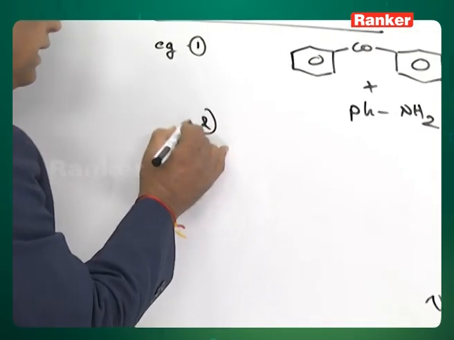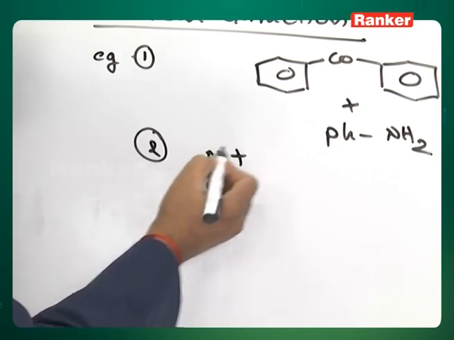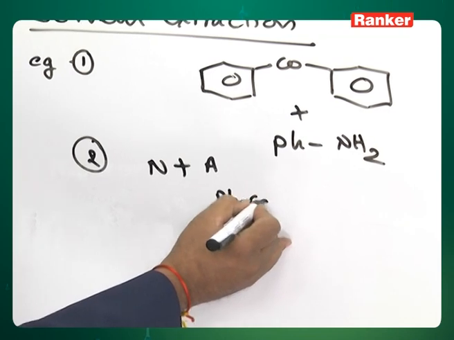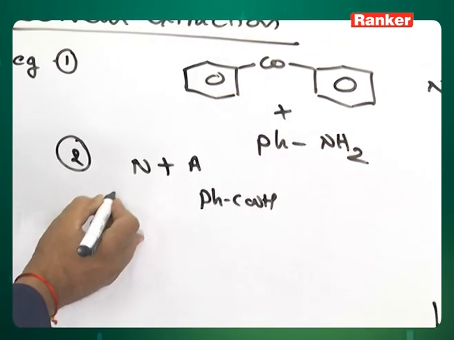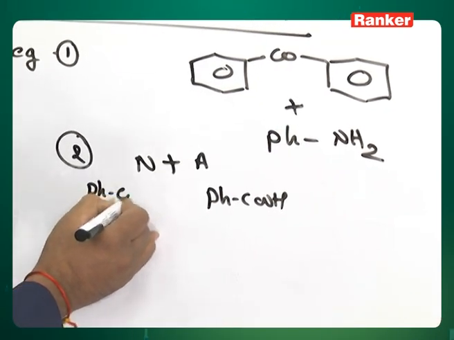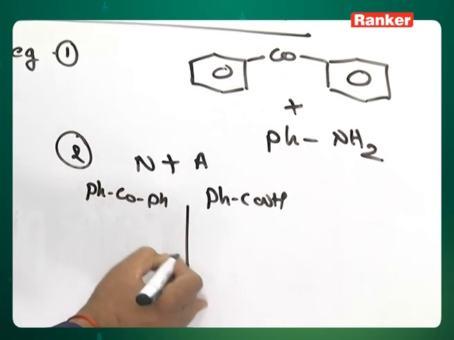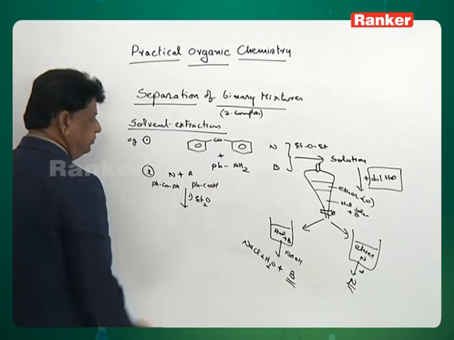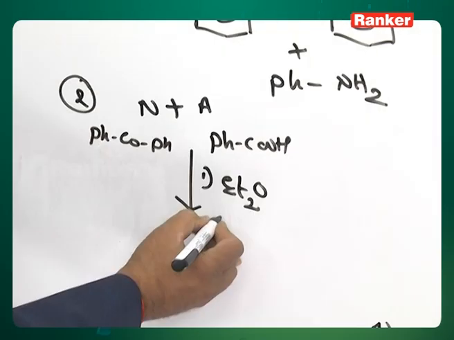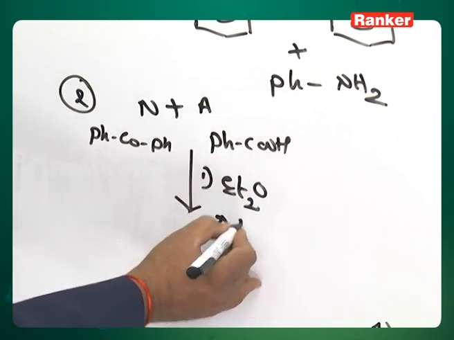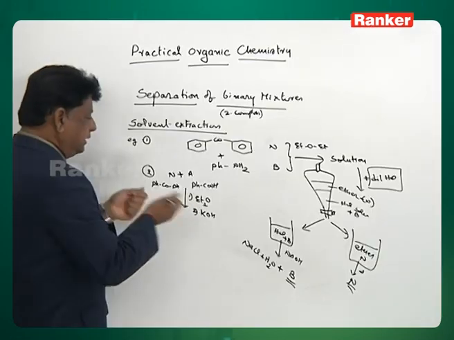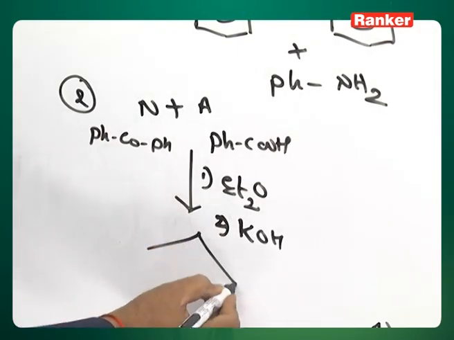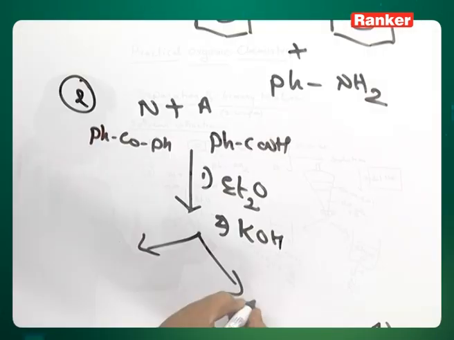Now, let us go to the second example. In a neutral and acid, if it is, acid means benzoic acid, let us take. Neutral means the same benzophenone we take, diphenyl ketone. Now, what will be the first step? You have to add the ether, okay, Et2O, diethyl ether. Then you add the one which extracts, that is KOH. Take the KOH and extract it. Benzoic acid goes into the KOH.